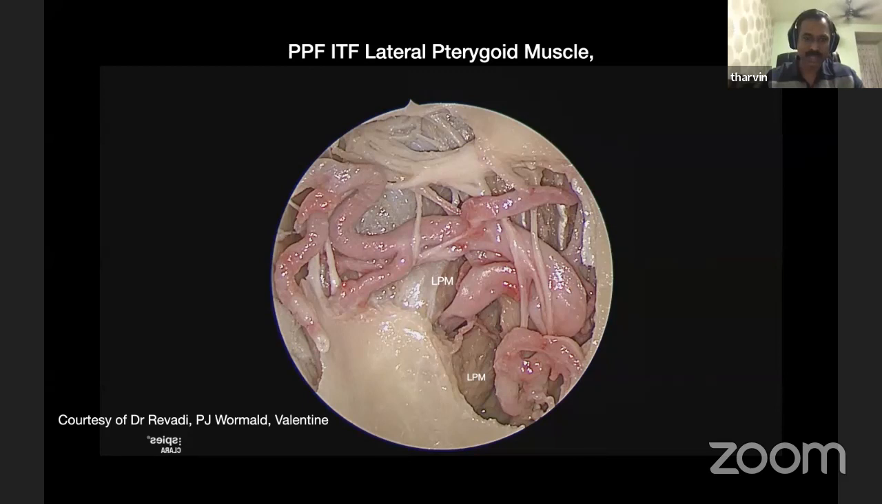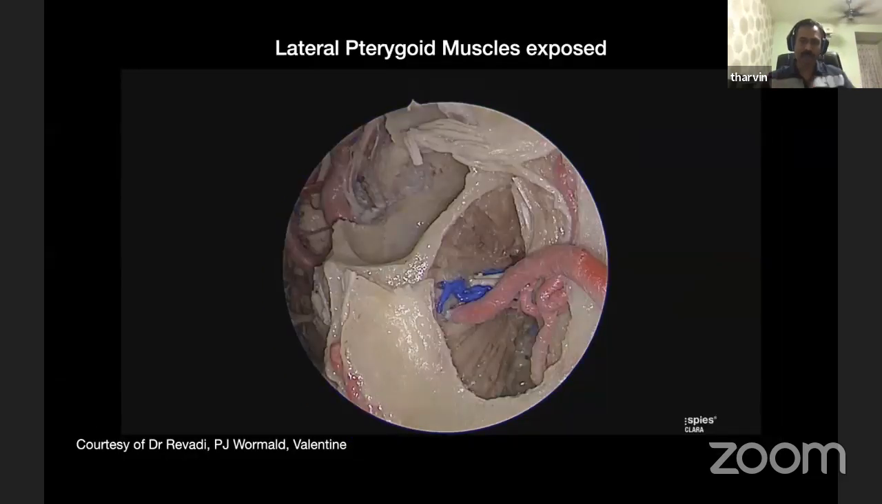So this is another view once the temporalis muscle has been exposed. And again, you can see the lateral pterygoid, and the maxillary artery that's coming across. This is the branch that goes along the infraorbital nerve, the descending palatine, the sphenopalatine. And this is now only the exposure of the infratemporal fossa.